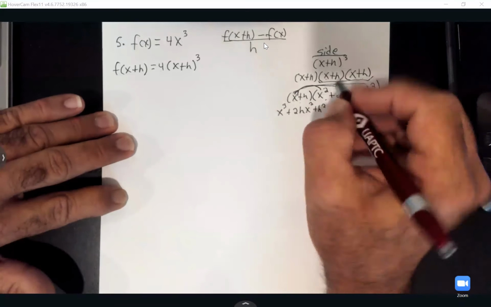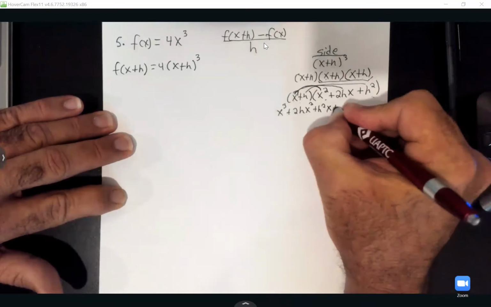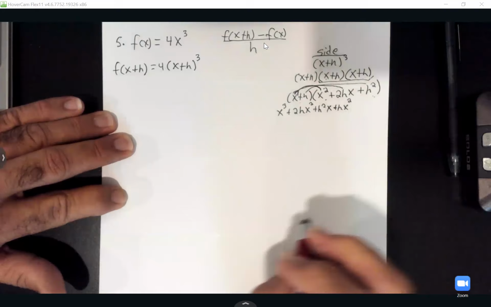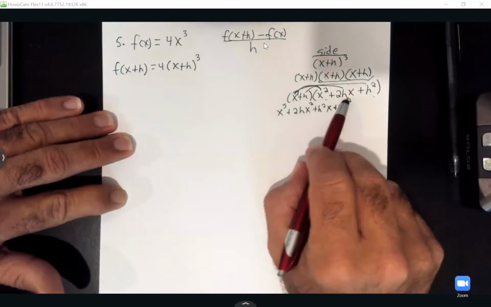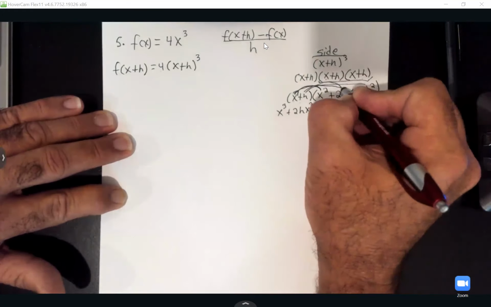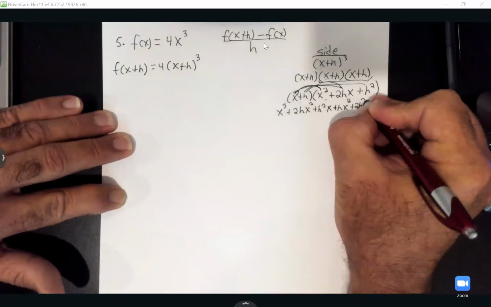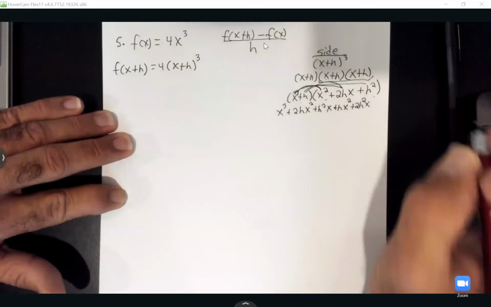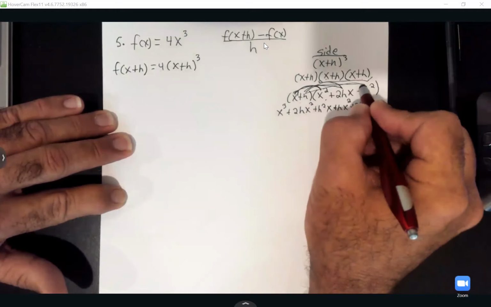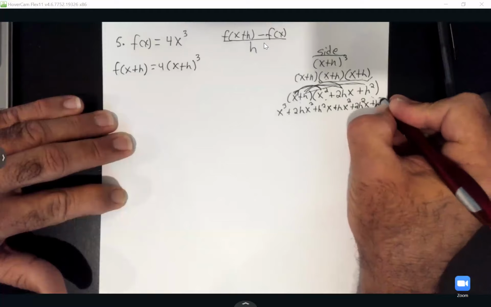Now we're going to distribute the h. H times x squared is a hx squared. So all we're doing now is adding h's to all of these. H times 2hx is a 2h squared x. And then finally, that h times that h squared is an h to the 3rd.